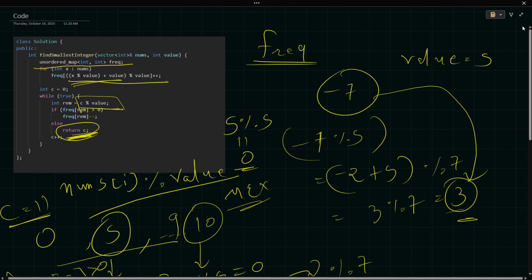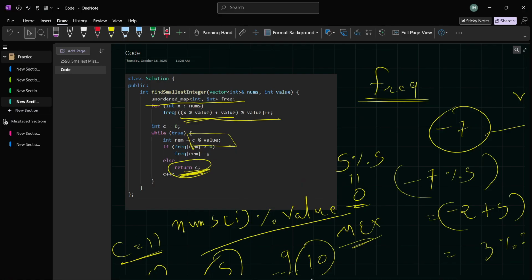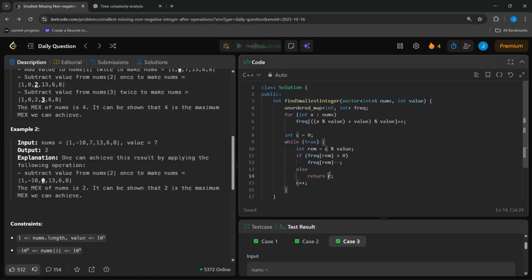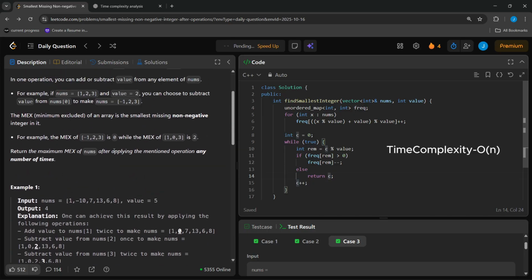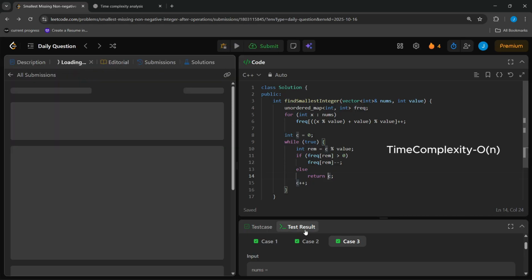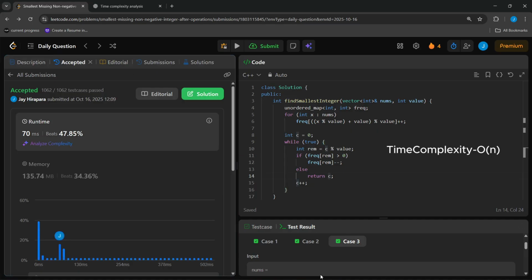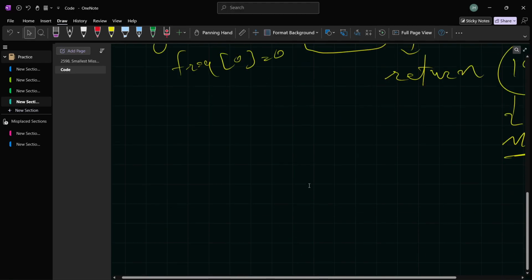So you have to just simply understand what the MEX is. Here is the code. It got submitted; obviously I submitted it earlier. Just understand what the MEX is, and if you find any difficulty understanding this problem, then you can simply go and rewatch the video.